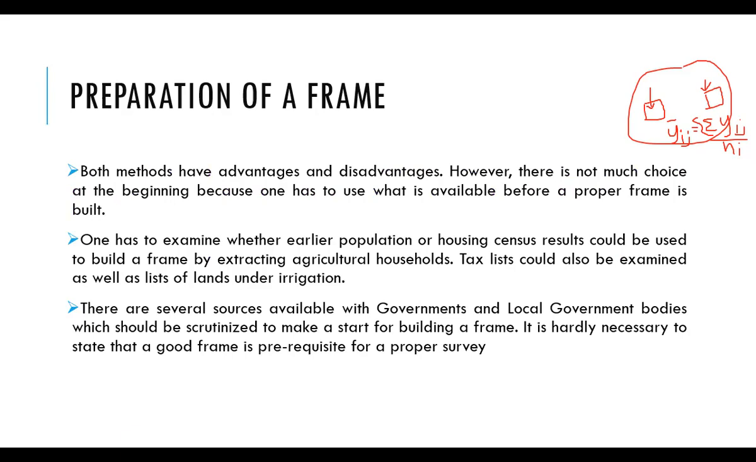Okay, now we are saying both have advantages and disadvantages. We do not want to dwell much on that. One point here is it says one has to examine whether earlier population or housing census results could be used to build a frame by extracting agricultural households. Again, we can also fall on tax lists to help us know the list of lands being irrigated. So these are some of the data we can fall on to build our frame for sampling.